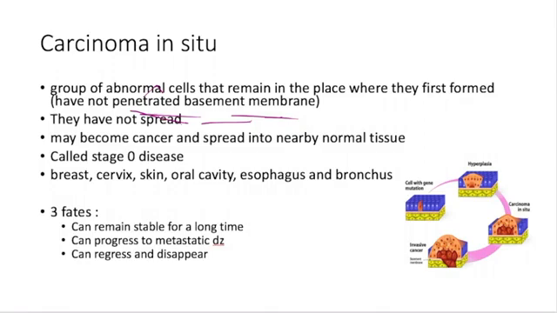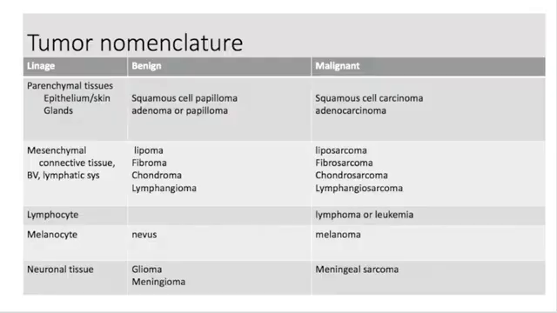Carcinoma in situ can have three fates. It can remain stable for a long time, meaning that it does not spread. It can progress to metastatic disease, or it can regress and disappear. So now let's take a look at how we do the nomenclature.